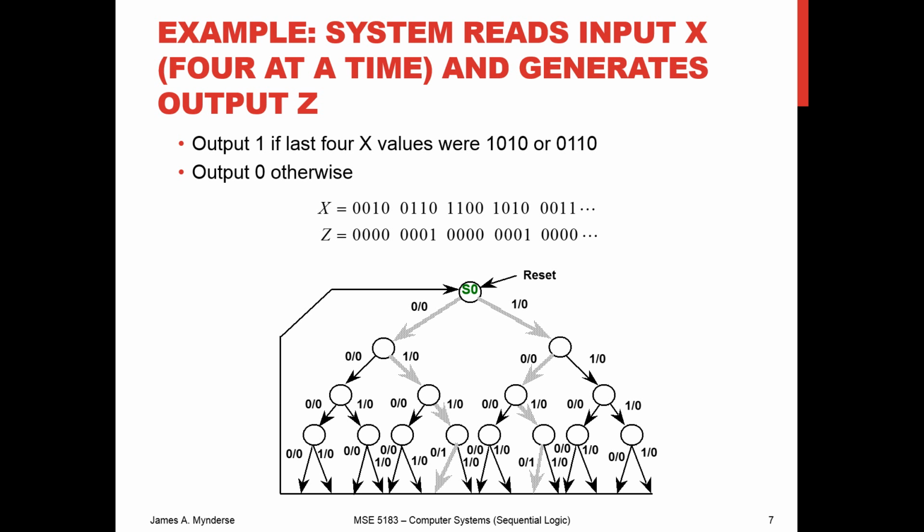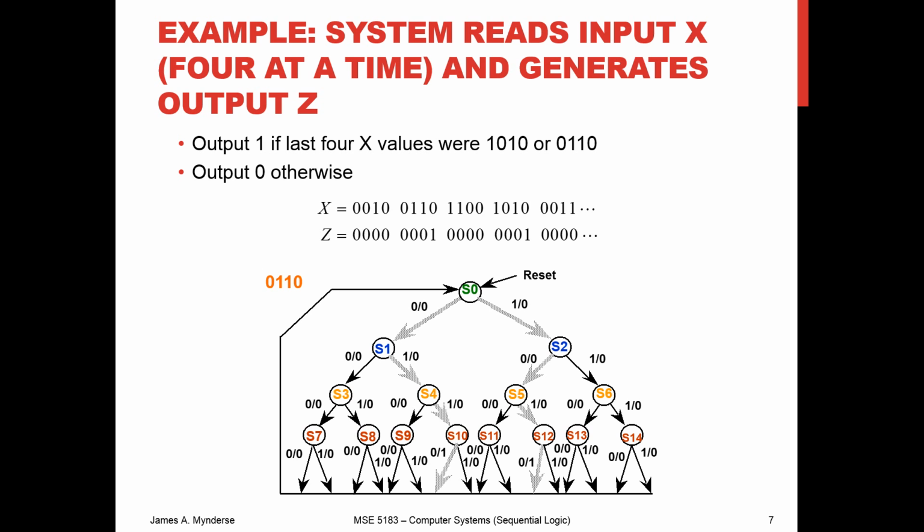So let's label them S0, S1 and 2, 3, 4, 5, and 6, 7, 8, 9, 10, 11, 12, 13, 14, 15 different states. We've got a lot of states. We can trace this through.